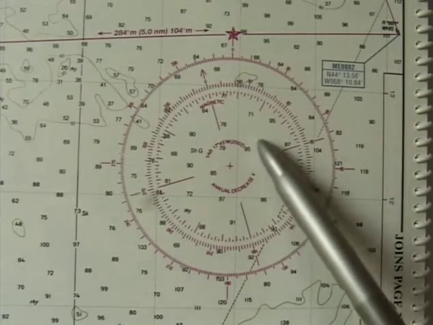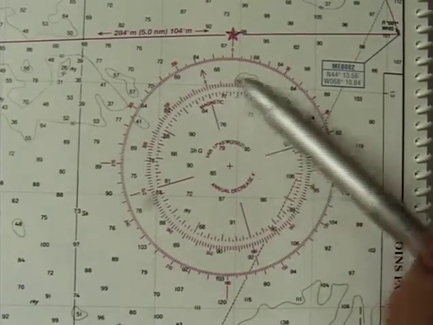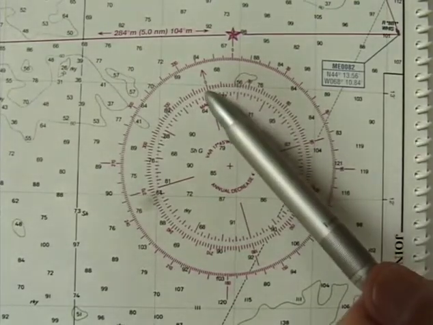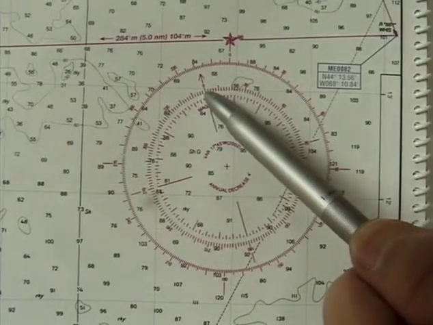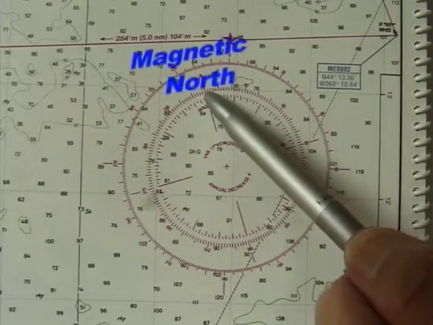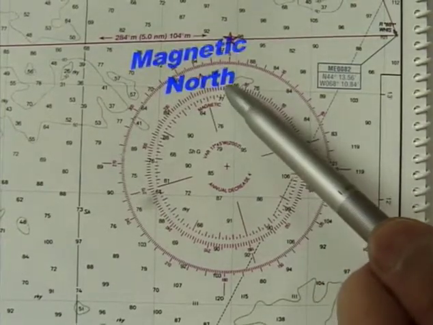Offset on this particular chart at an angle is the inner circle. The arrow near the top of this corresponds to the direction that your compass points, that is magnetic north. And as you can see, there's a slight angle between the two.